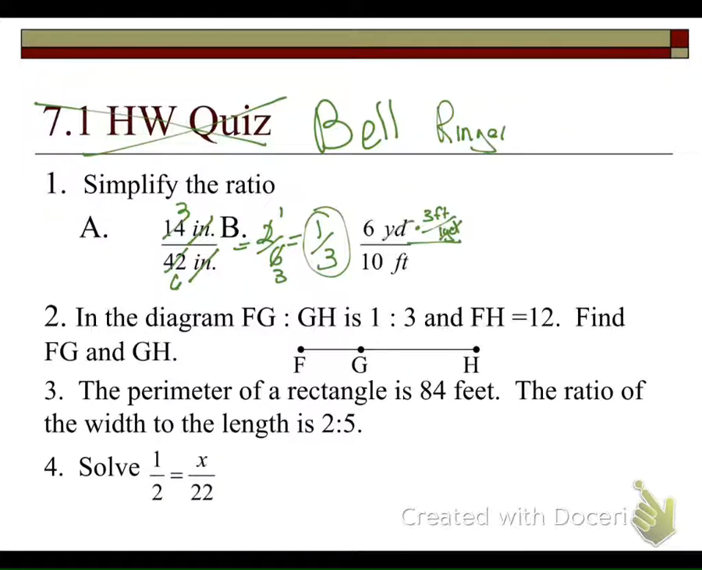When we do this conversion, the yards cancel. We end up with 6 times 3, which is 18 feet, all over 10 feet. We see they have the same unit, which means we can now cancel those. And then we can reduce.